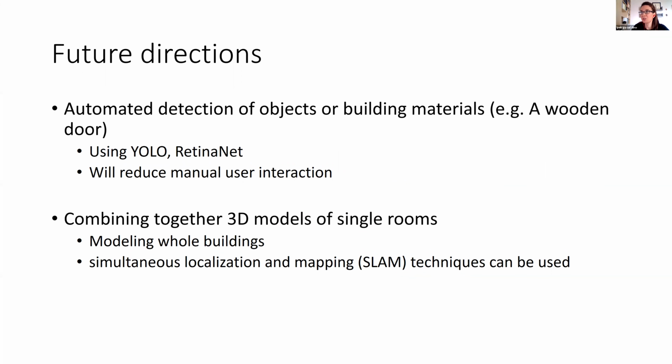Some future directions as a result of what we did were, first of all, the need for automated detection of objects or building materials. For example, from the images, we can extract the knowledge regarding building components. It can identify, for example, a door with wood material. And for this, there are existing algorithms or libraries, including YOLO or RetinaNet. And this will significantly reduce manual user interaction.